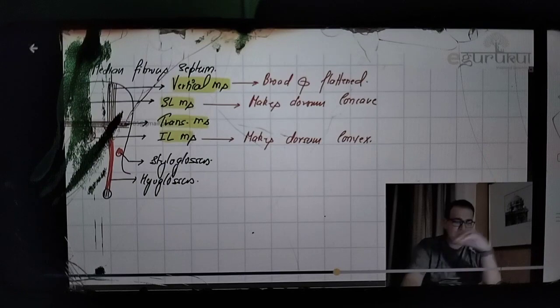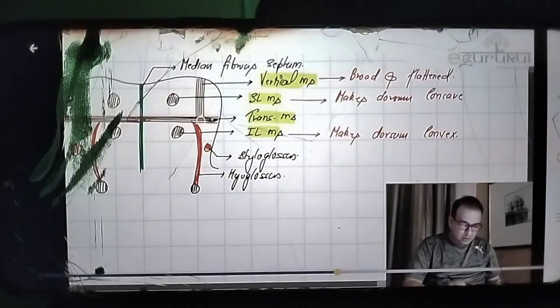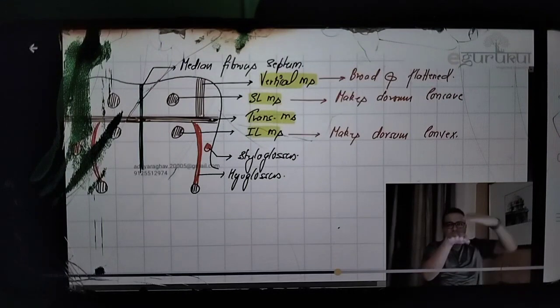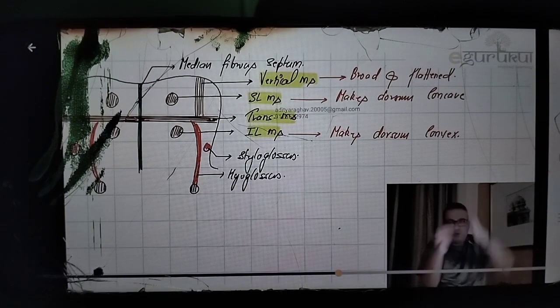And what about the transverse muscle? The transverse muscle makes the tongue narrow. It's a muscle which is running transversely. Imagine if this muscle contracts here, obviously the sides of the tongue will come close to each other. If this is the whole tongue, and there's a muscle running like this and this, then when the muscle contracts here, that will make the tongue narrow.